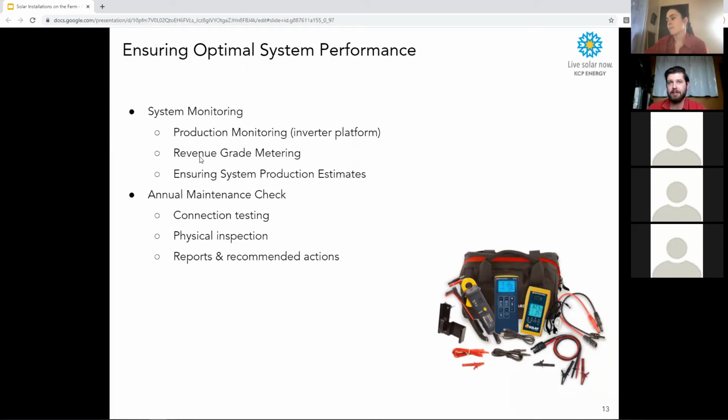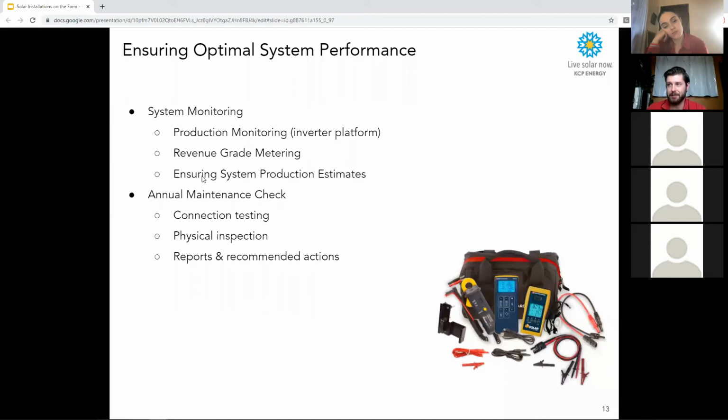Depending on the setup and how big the system is, you might want to consider a revenue grade meter. For large industrial farms, they'll typically go with that route just to make sure that they know exactly how much energy is being produced.